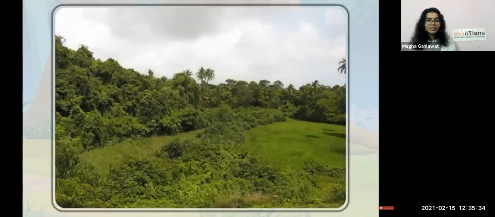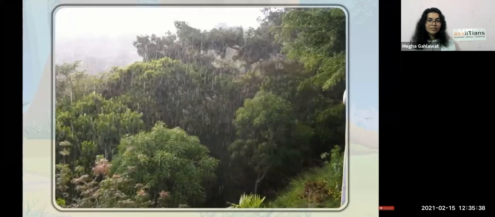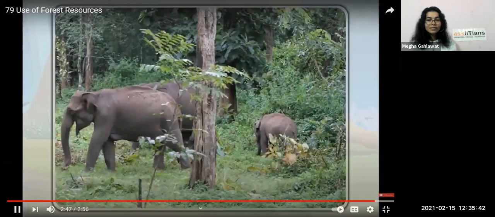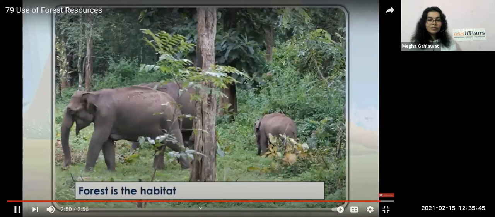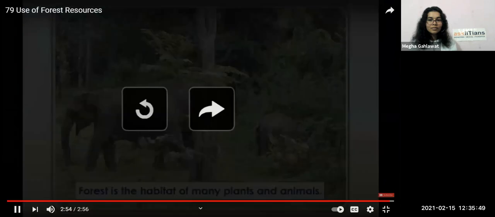The forest purifies the air. The forest causes rainfall. Forest is the habitat of many plants and animals. So you see, there are different types of things which can be obtained from the forest, and you should revise it as well, because it was basically repeated in the video twice. So that's a good thing for you.